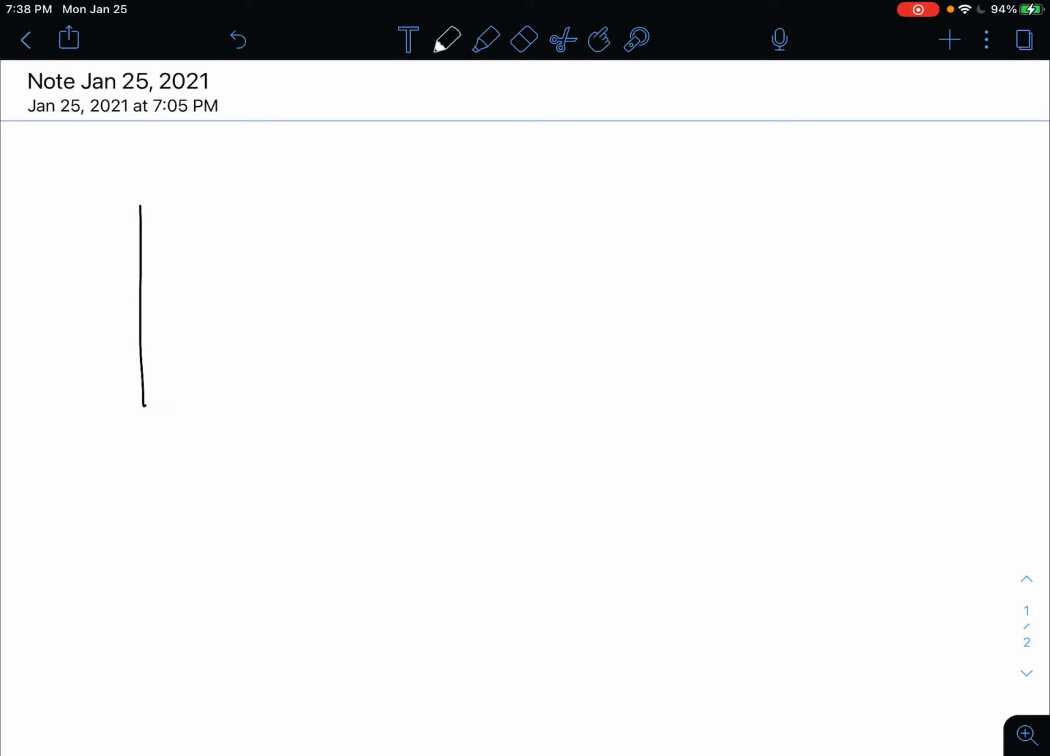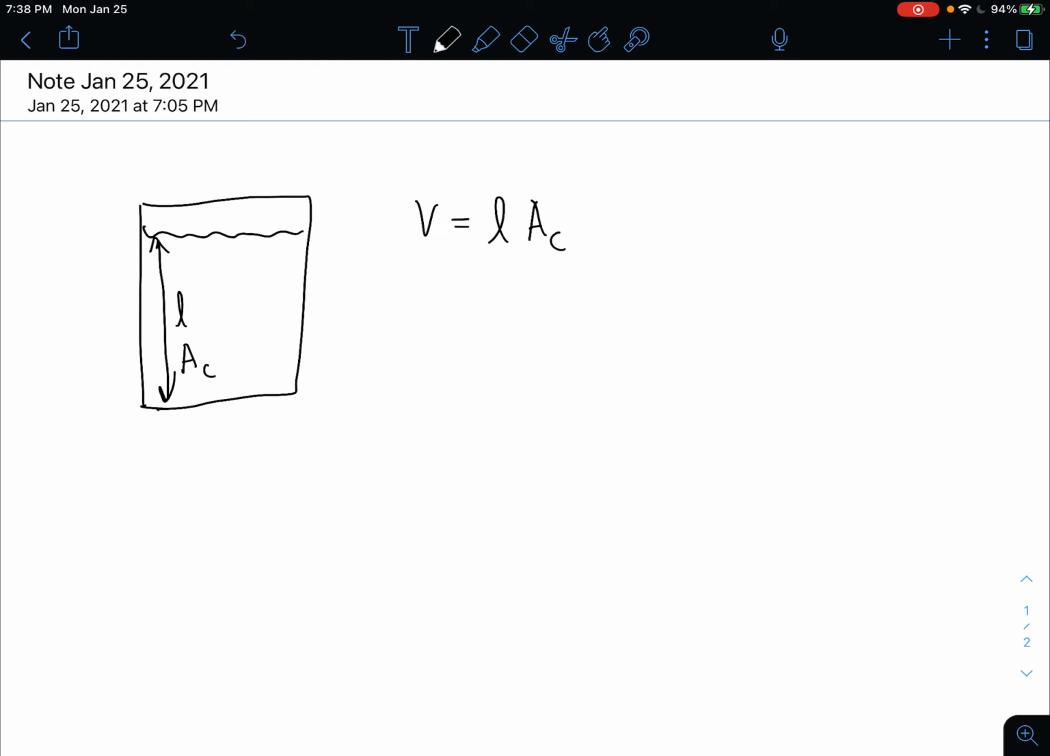So first, let me draw a stirred tank. Let's imagine we have a tank. It would have a liquid level. Let's call that L. The tank would have a cross-sectional area. I'm going to call that A sub C. Usually it's constant, such that the volume of liquid in the tank would be L times A sub C.